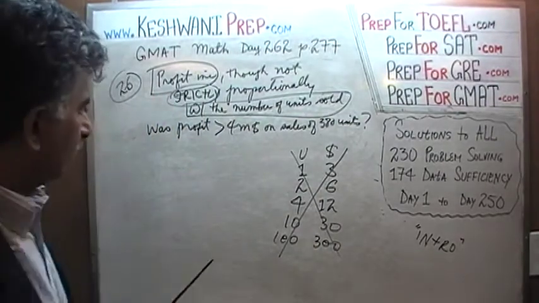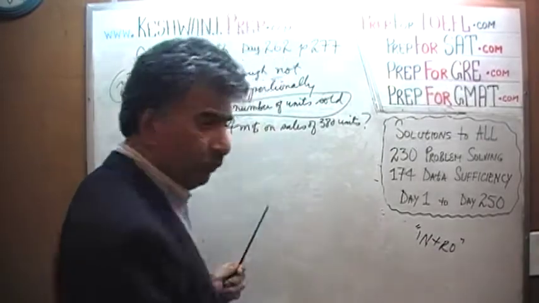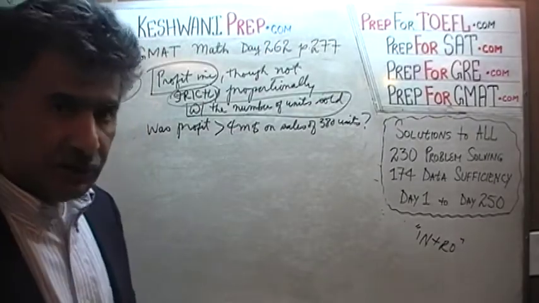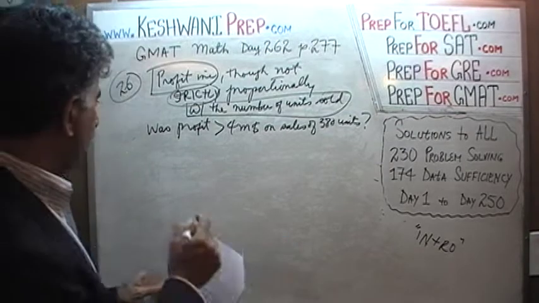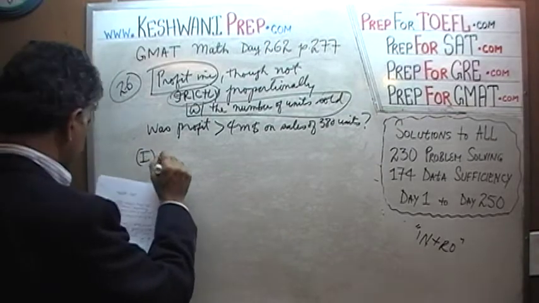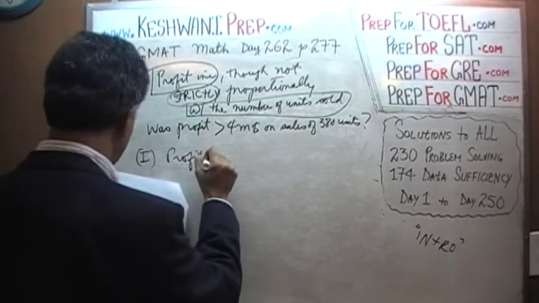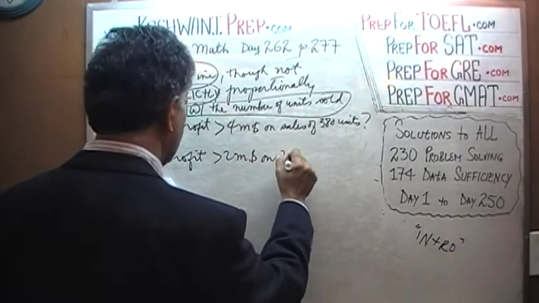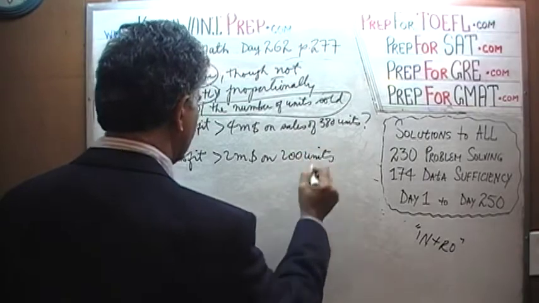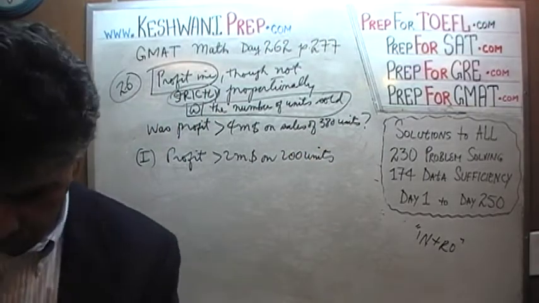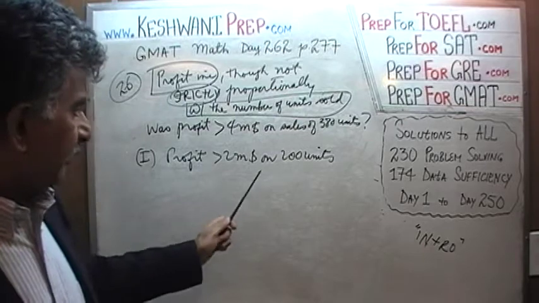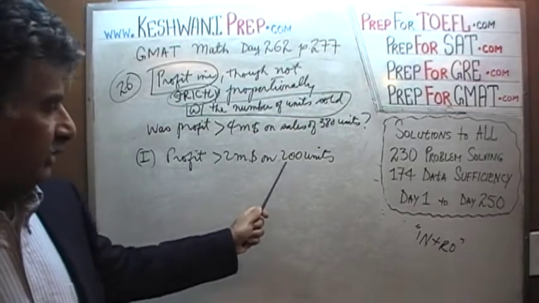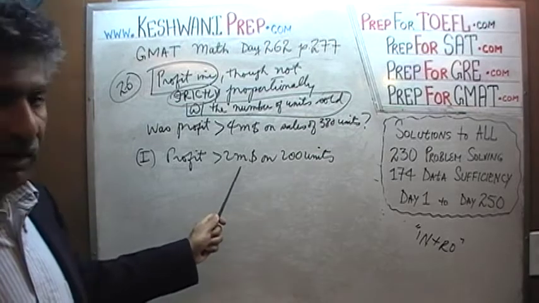Let's see what we can do here. But that was a very important concept to understand what we're dealing with here. The profit does go up each time we sell a unit. The first statement tells us that the profit is more than 2 million on 200 units. Now the people who are not paying attention will say, well, if your profit is more than 2 million on 200 units, then you need to go 400 units before it goes above 4 million.